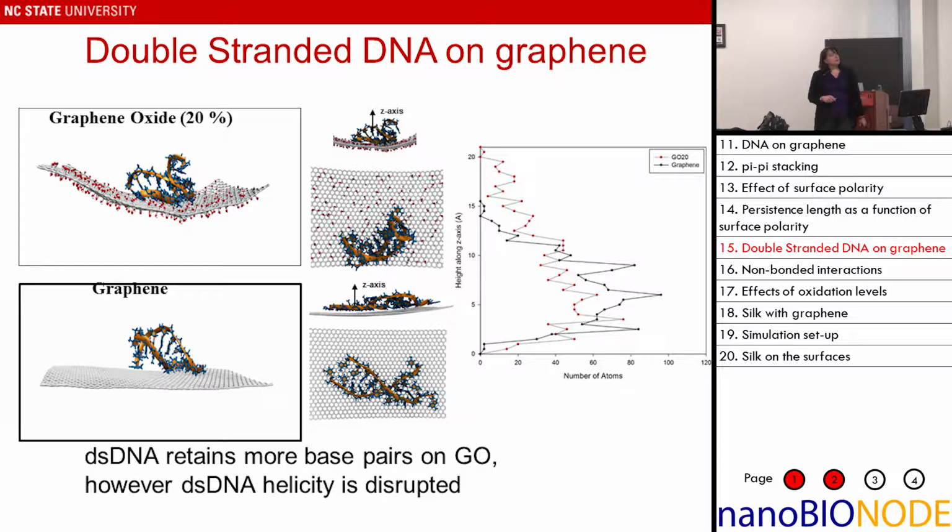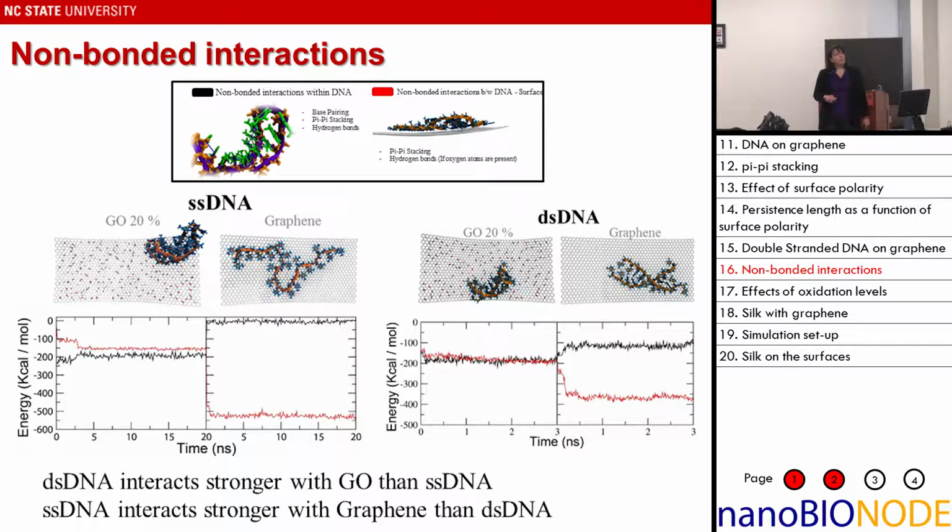If we compare the non-bonded interactions, which one interacts better, single-stranded or double-stranded DNA with graphene versus graphene oxide? So black here is non-bonded interactions within the DNA, so that's all of them: base pairing, pi-pi stacking, and hydrogen bonds. And the red one is interactions between DNA and the surface, and this is pi-pi stacks or hydrogen bonds, or both, a combination of that. We can see again, this is a little snippet of the simulations for single-stranded DNA. The reason I'm showing the beginning of simulations is that here we see some kind of change and then it stabilizes after that.